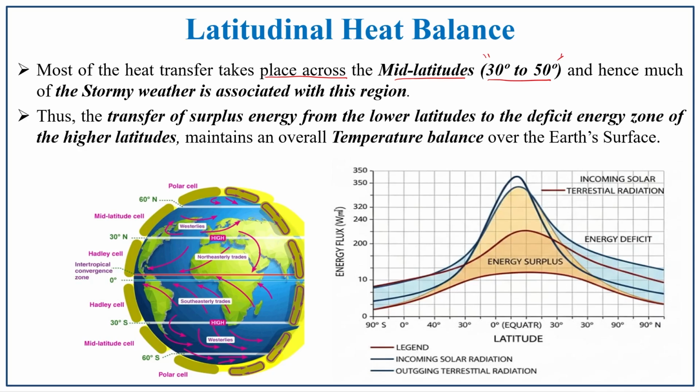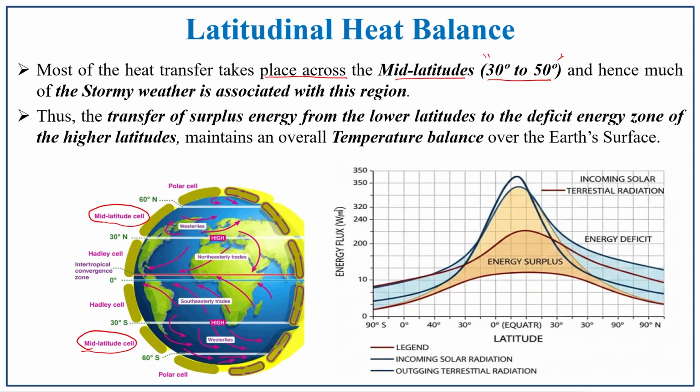This 30 to 50 degree region is also known as the zone of mixing, because here you can see the mid latitude cells. While we discuss the various cells, you will get a clear idea about each and every cell of our globe, that is the Earth's surface.